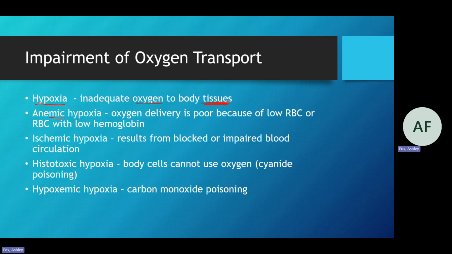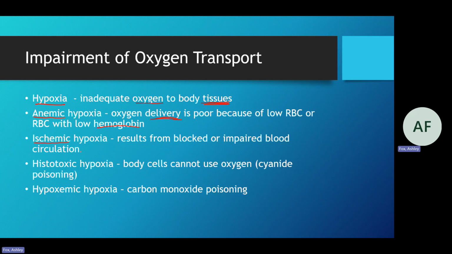You can have anemic hypoxia. So not enough oxygen to the tissues because there's not enough red blood cells or not enough hemoglobin. So this is a transport issue. There's not enough trucks to carry the oxygen to the tissues, or delivery drivers, you can think of it that way. If you have fewer delivery drivers, well, less oxygen can be delivered. So less oxygen being delivered means less oxygen to the body tissues.